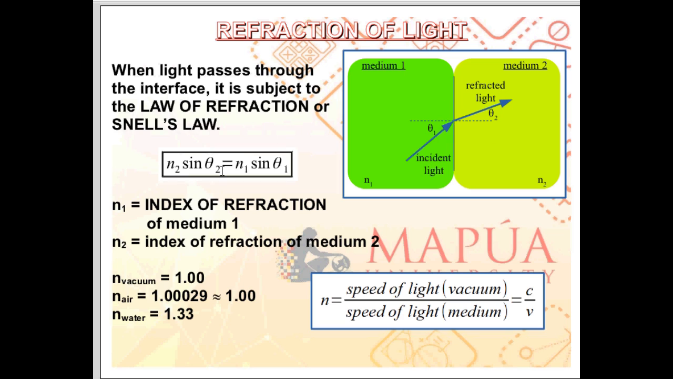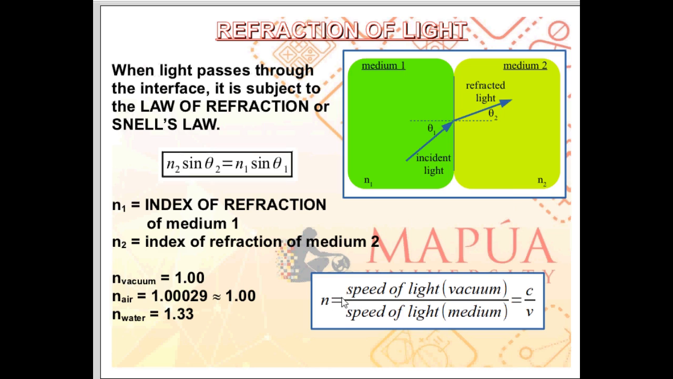N2 sine theta 2 is equal to N1 sine theta 1, where N1 is the index of refraction of medium 1 and N2 is the index of refraction of medium 2. The index of refraction may be considered a property of the medium. Each medium will have a corresponding value of the index of refraction. So you have N1 and you have N2.